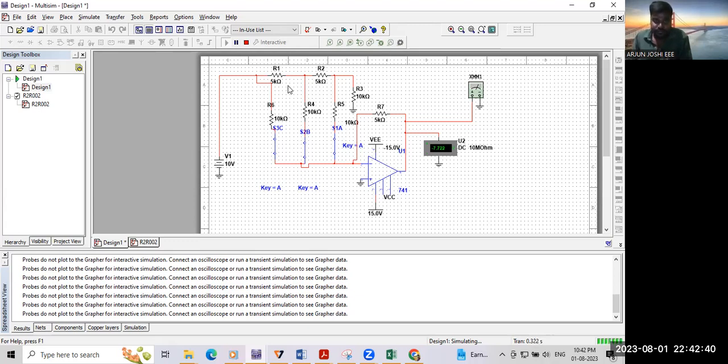Very simple configuration, very simple circuit diagram. You can do the circuit for 4 bits also. That is 2 to the power of 4, that is 16 combinations, from 0000 to 1111.